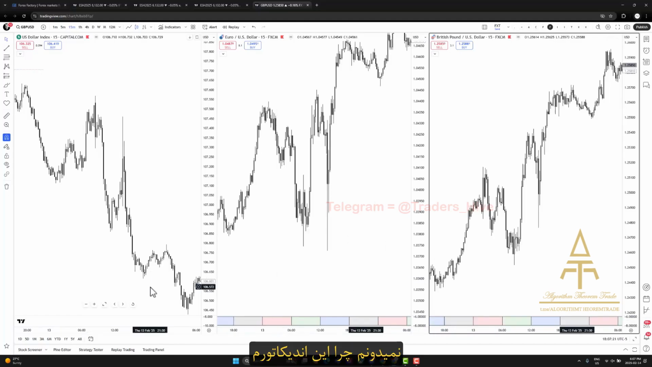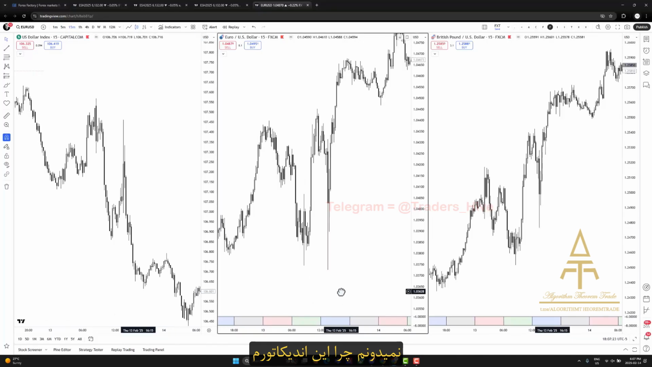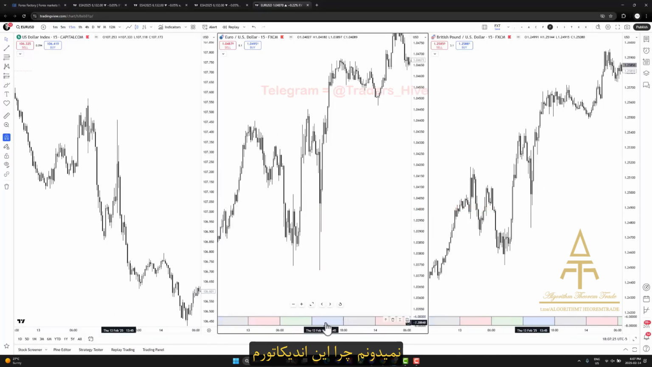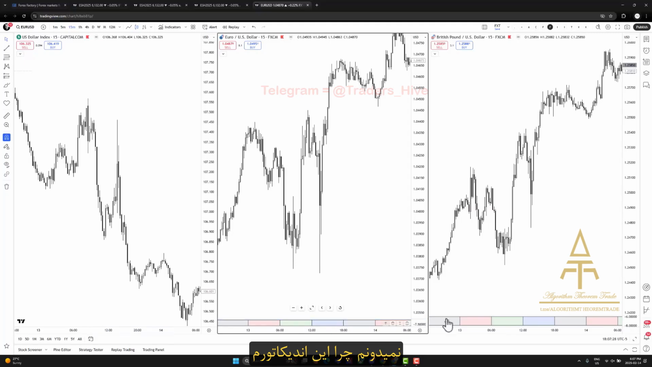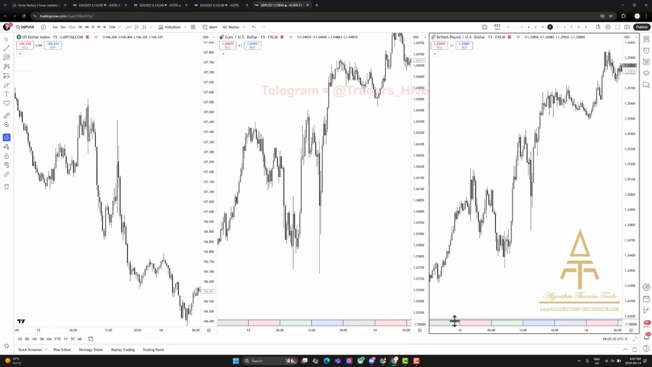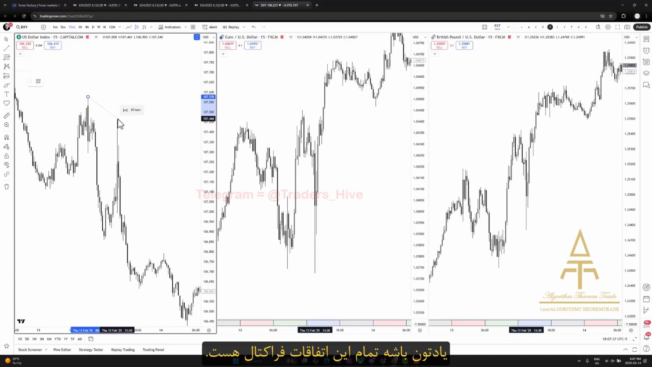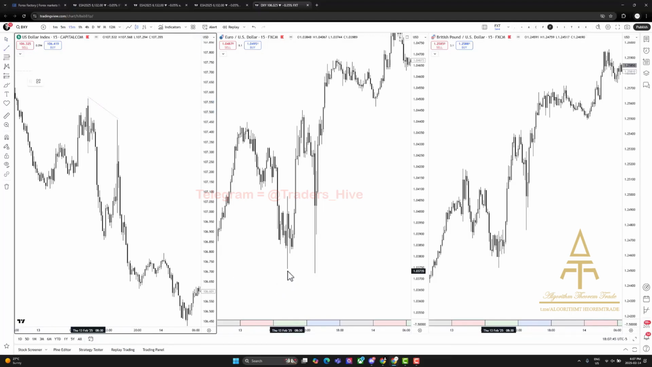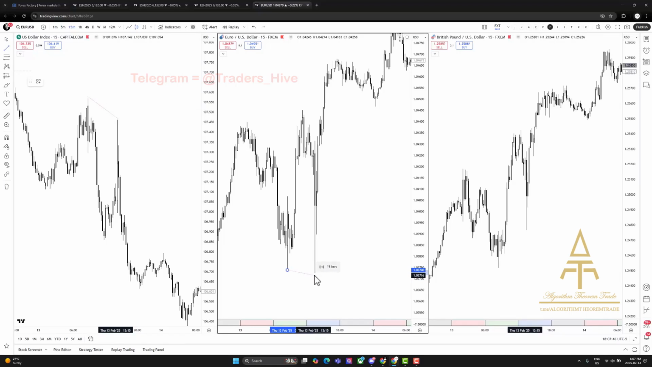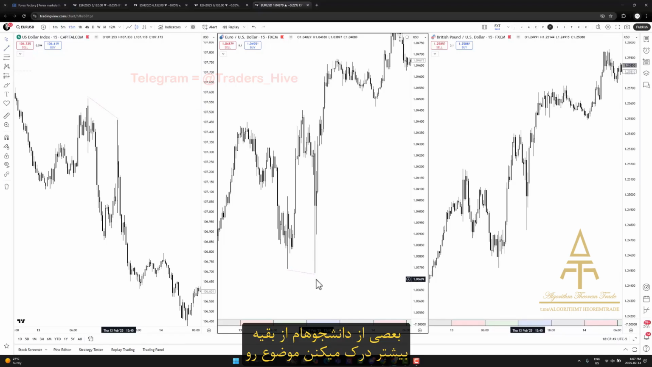So for some reason, this template that shows the daily cycle does not show for the dollar index. Not sure why, but it's whatever. So here you can see when this occurred, and remember, this is fractal, right? And I'm going to tell you why.